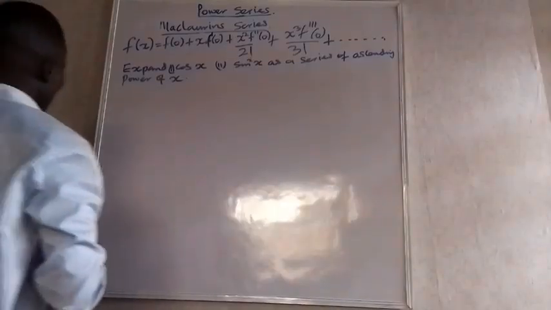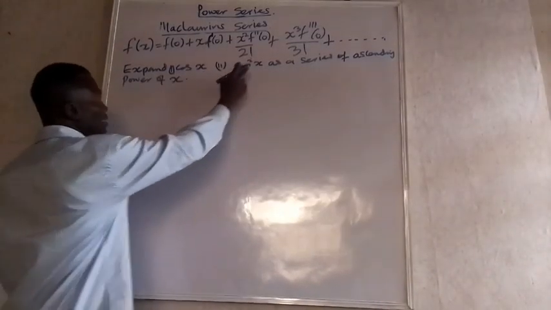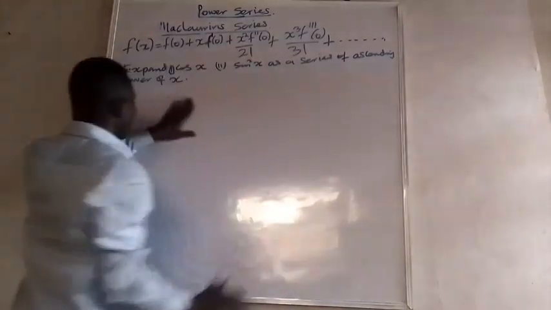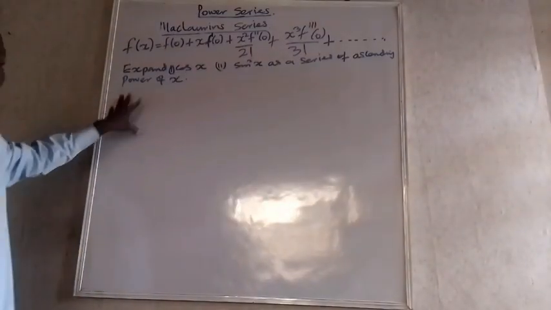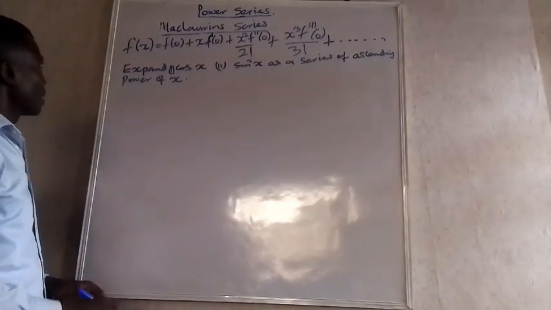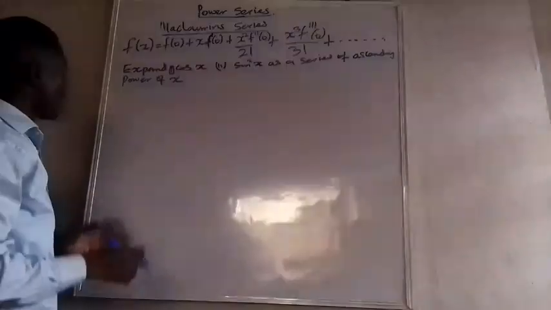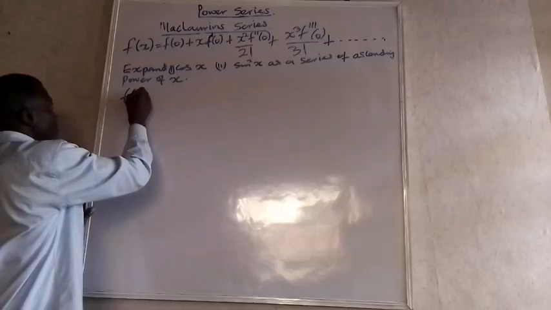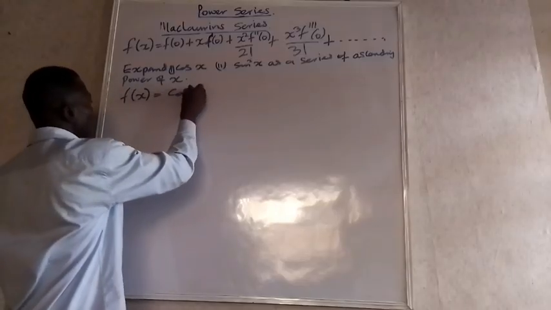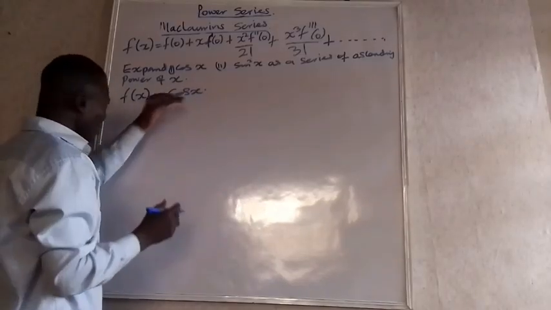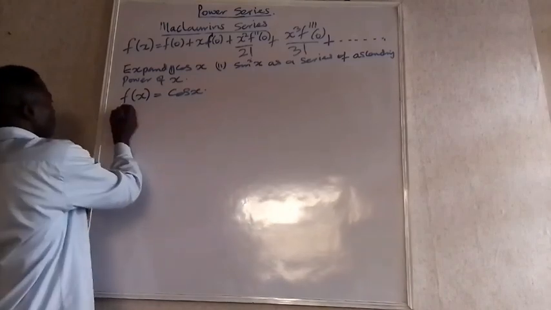Now let's look at this. It says expand 1 cos x 2 sin square x as a series of ascending power of x. That's the ascending power. That's why we call it power series of x. Now since you have already seen Maclaurin series, all I need to do is say f(x) = cos x. The next thing I do is differentiate this and put 0.